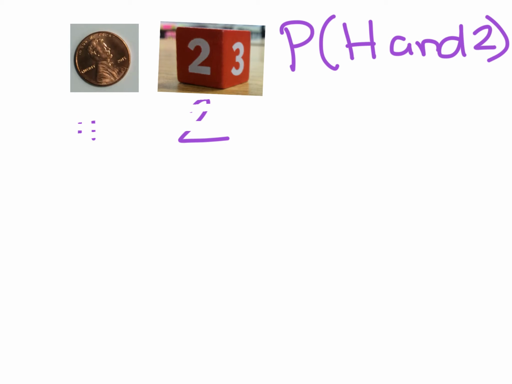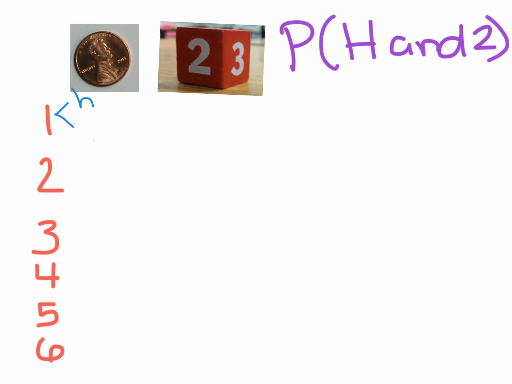Well, we could possibly get a 1, a 2, a 3, a 4, a 5, or a 6. So that's what I'm going to do here. 1, 2, 3, 4, 5, or a 6. And if I'm looking at the penny, what are the possible outcomes I could get from the penny? Well, I could get heads or I could get tails. So for each of these, I'm going to put a heads and a tails coming off of each of these numbers because those are the outcomes that could be possible.